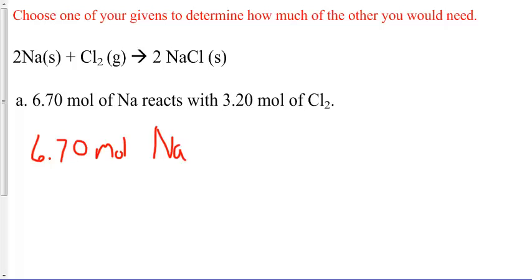Okay, so I'll start with 6.7 moles of sodium. Remember, you just want to choose one of your givens. We've actually got 2 here. I usually just start with the first one. It doesn't really matter though.